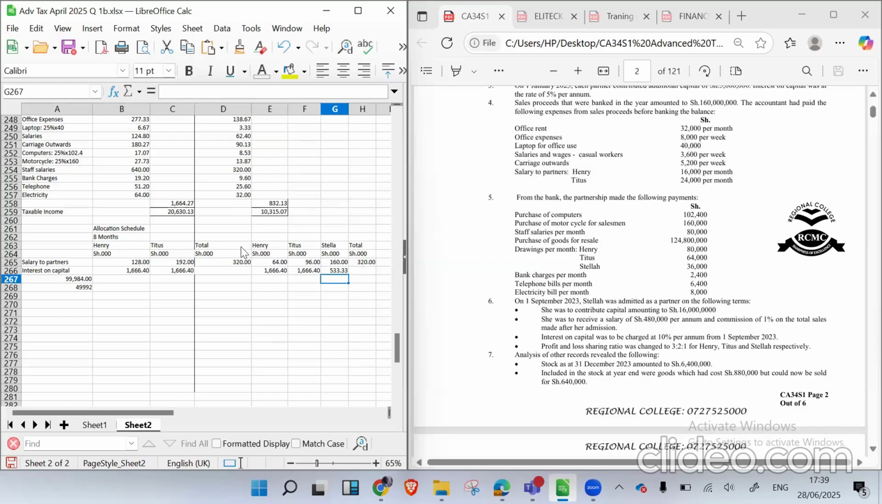Hizo kizungu mingi tu ndo zinakuanga za kukoroga. Kidogo na nyoroshwa. So you can get the totals here. You can also get the totals here.